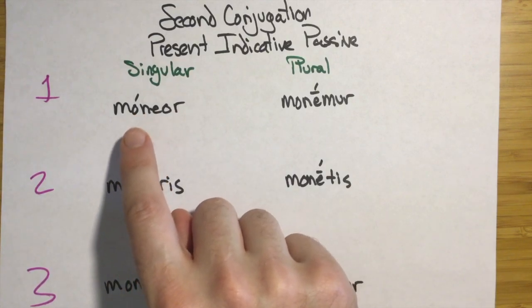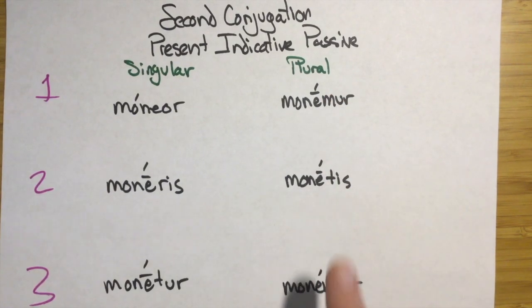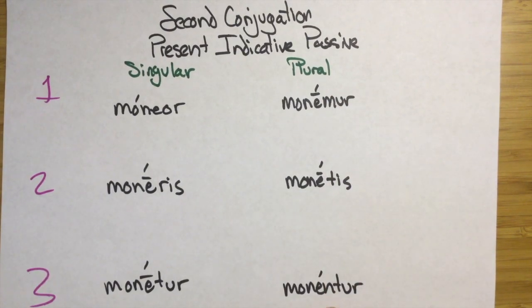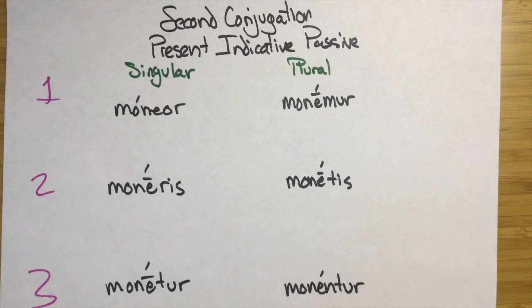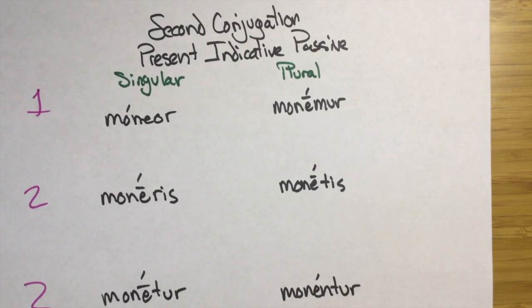And so our forms here are móneor, móneris, móneetur, móneemur, móneetis, móneentur. Also, if you see this móneentur here, you can also tell the accent is there because it's a short vowel followed by two consonants. And so the stress sticks to the second to last syllable in the case that the second to last syllable is followed by two consonants. So that's another example of that stress rule that I didn't get to show you in the first conjugation present indicative active video.